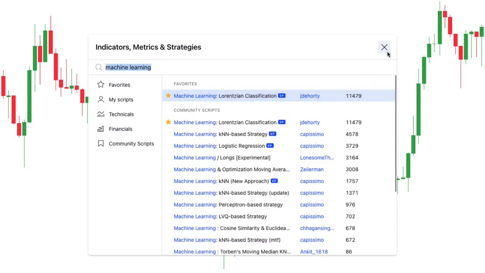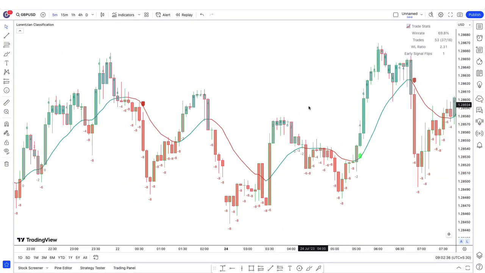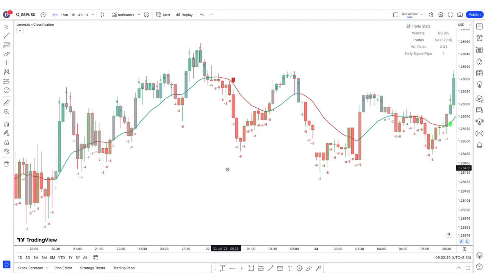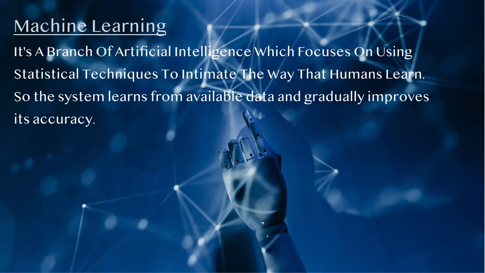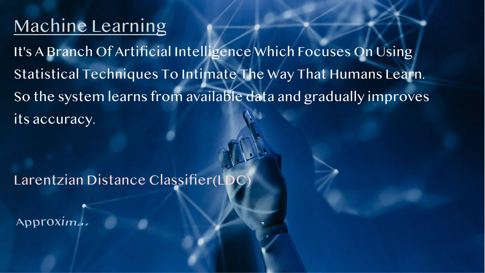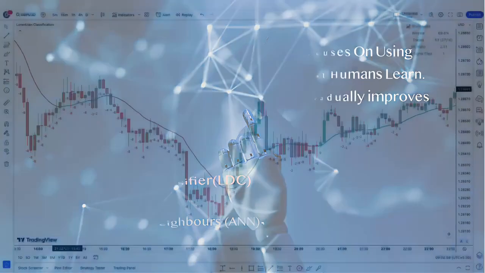Alright. As I said, this indicator is built based on a machine learning algorithm. In case you don't know what machine learning is, it's a branch of artificial intelligence which focuses on using statistical techniques to imitate the way that humans learn. So the system learns from available data and gradually improves its accuracy. And this indicator uses a special algorithm called Lorentzian distance classifier, alongside another algorithm named approximate nearest neighbors, which are proved to be useful in predicting the direction of future price movements.